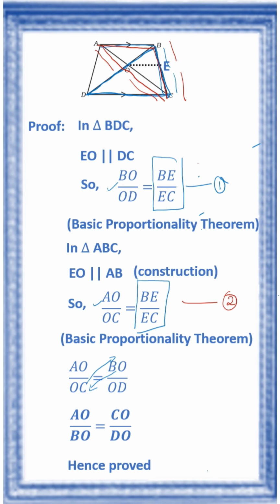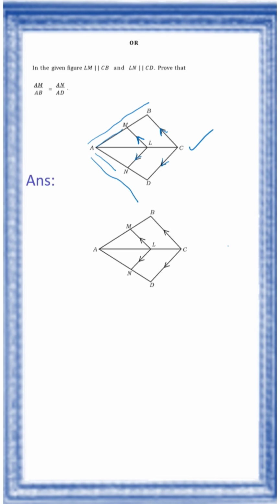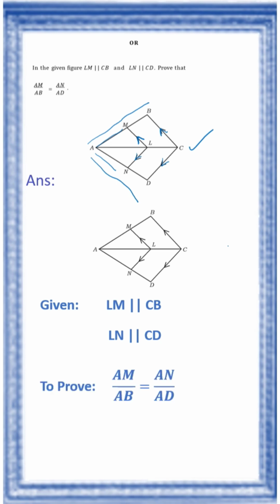Or you can also solve this one in the given figure. This is the figure. LM parallel, this is LM, look at the figure, CB. And LN parallel CD. Prove that AM by AB is equal to AN by AD. Now, let us have the figure. Once again, what has been given here? LM parallel CB, LN parallel CD. To prove AM by AB is equal to AN by AD.